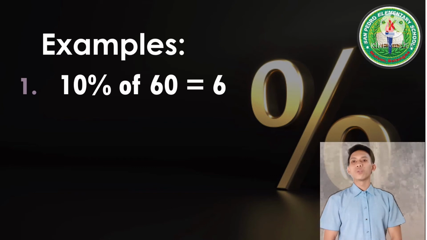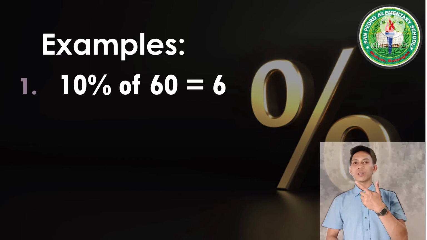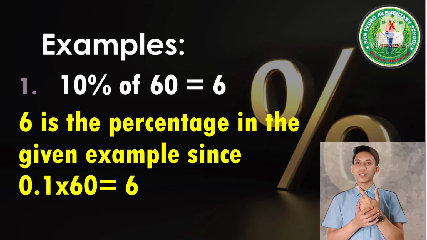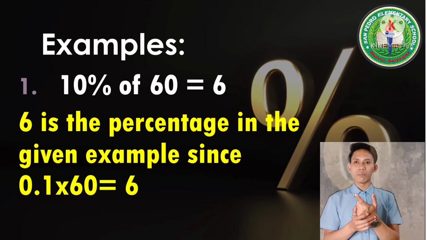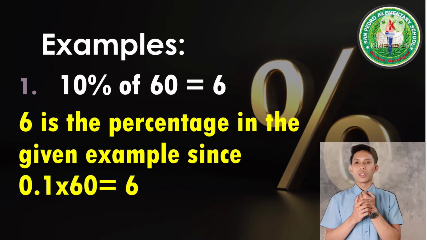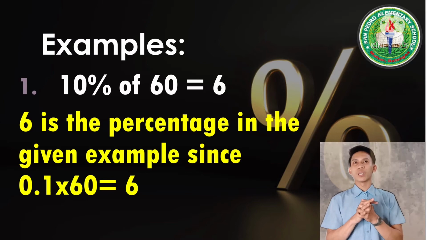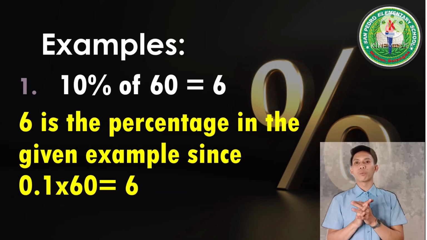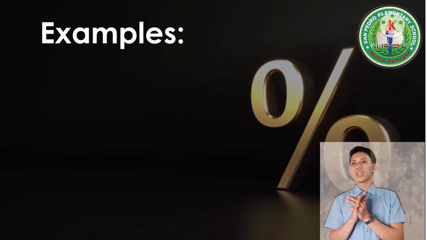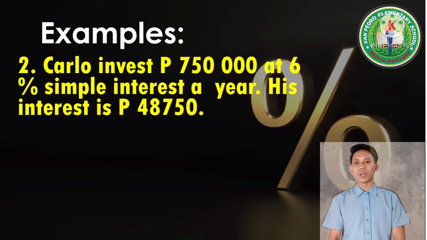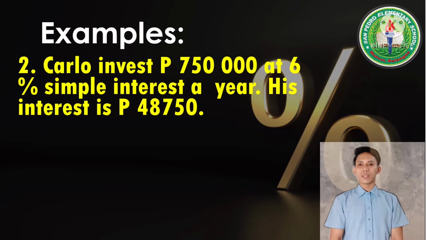Very good. So 6 is the percentage in the given example since 0.1 times 60 is equivalent to 6. So, sir, paano naging 0.1 yun? Okay, if we convert or multiply, so yung 10% is equivalent to 0.1. Lagi natin siyang i-convert sa decimal form para matanggal yung ating percent sign.